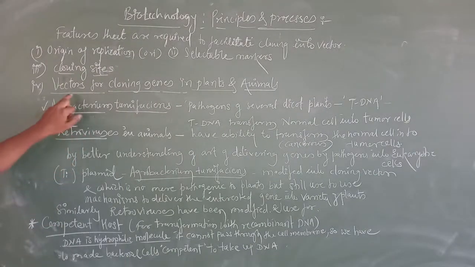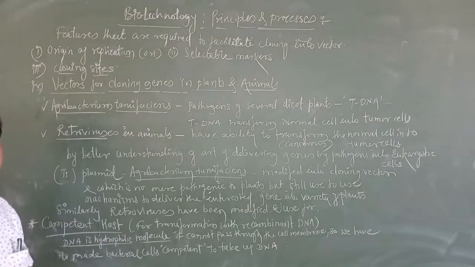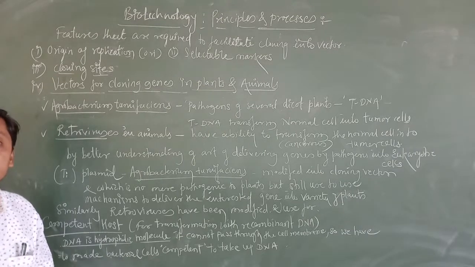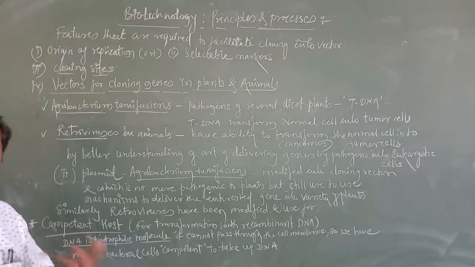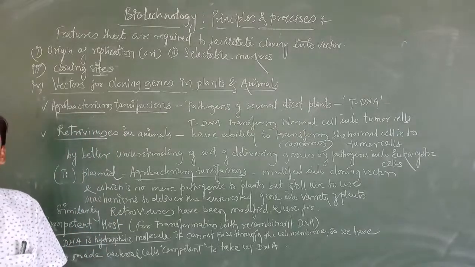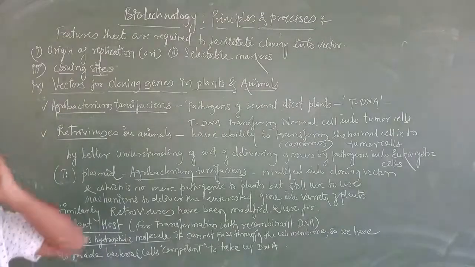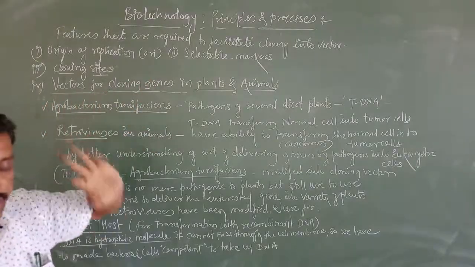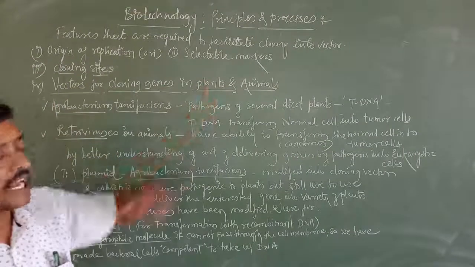We are going to study those under the vectors for cloning genes in plants and animals. Previously, you all studied how we transform the genes into the E. coli bacteria. Then you transfer that into the particular host cell, plant or animal, with the help of what we have studied regarding the plasmid. Plasmid acts as a vector. Now we are going to study vectors for cloning genes in plants and animals.